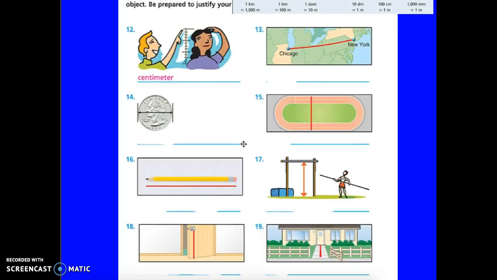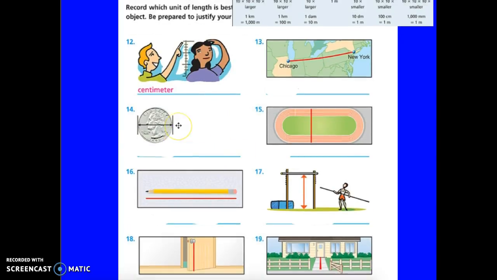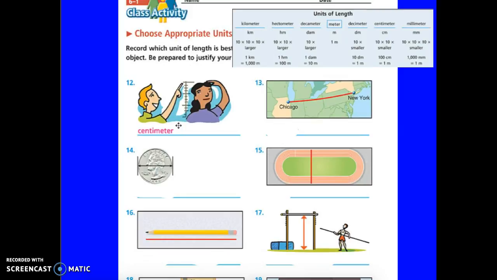So I want you to go ahead and think, look at the coin here, and which one do you think would be a good choice for the coin? Go ahead and pause the video and let me know what you're thinking. All right, if you said millimeters, right on, because a coin is a much smaller space to be measured, and millimeters is a much more accurate way to measure a small thing. So a millimeter would be perfect for measuring a coin.